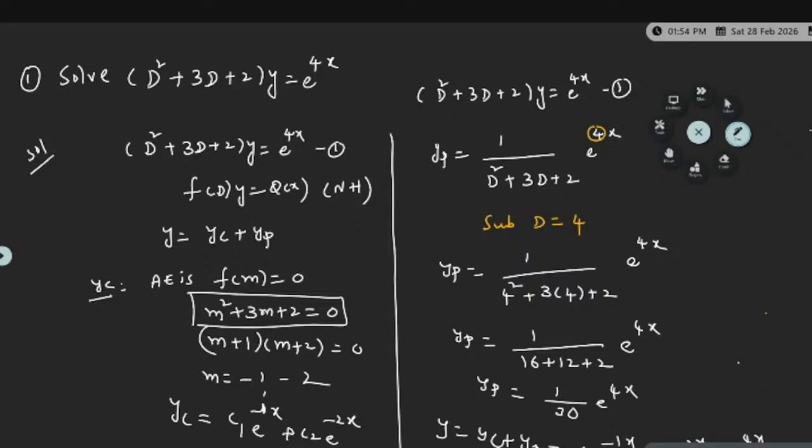not equal to 0. Case 1, the denominator is not equal to 0. No need of splitting the factors, nothing. Happily you can accept the value as output. Substitute D equal to a in the denominator.